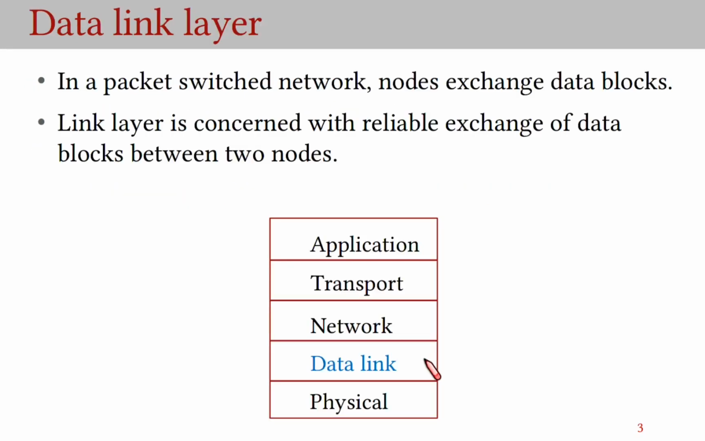Data link layer is the second layer of network architecture. This layer is concerned with the question of how to send packets over a link. In a packet-switched network, nodes exchange data blocks and not stream of bits. Link layer is concerned with reliable exchange of data blocks between two nodes.